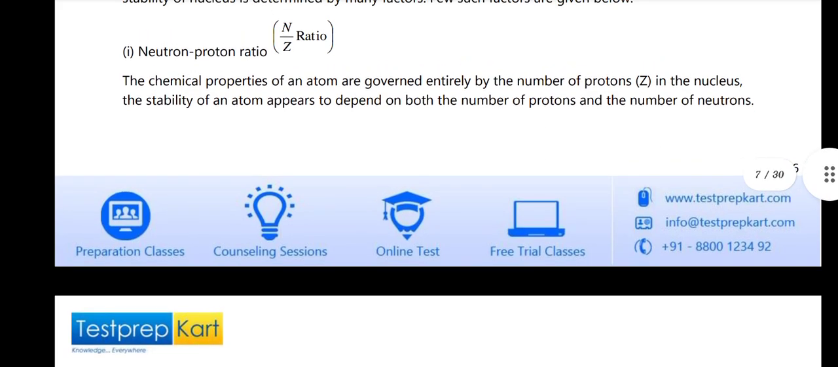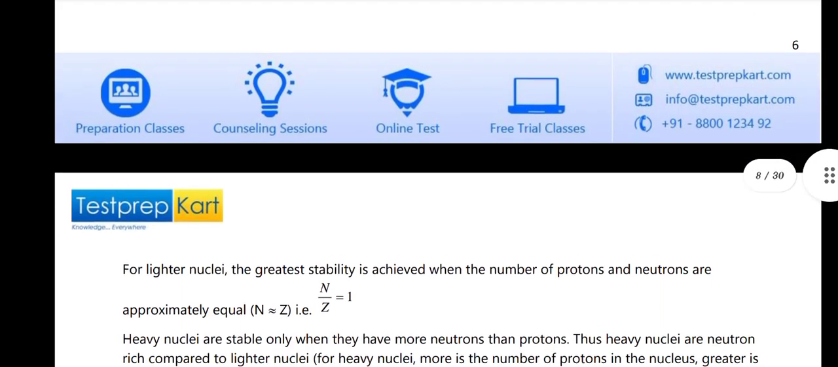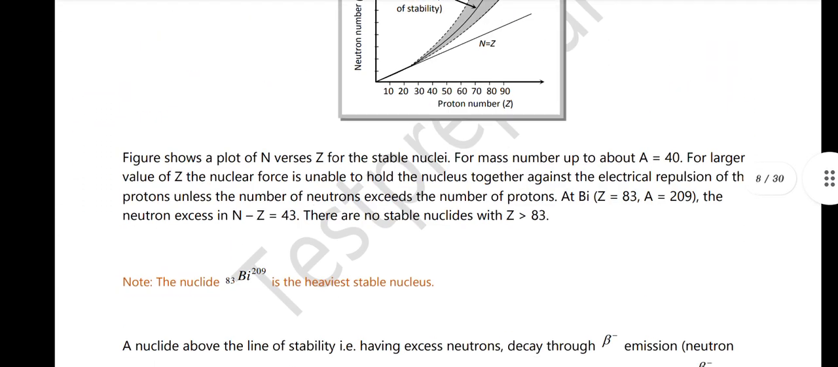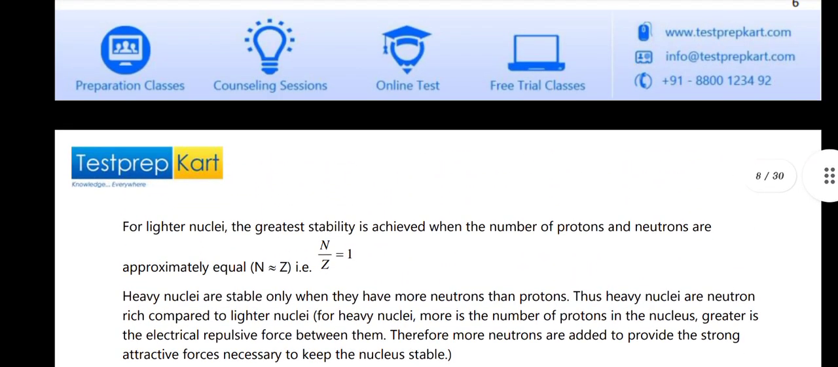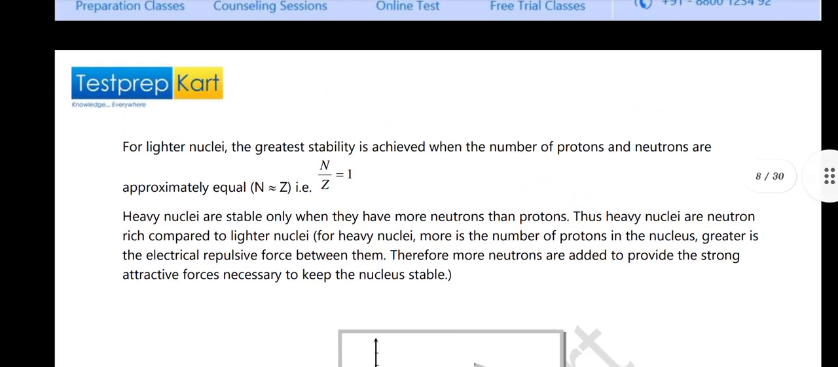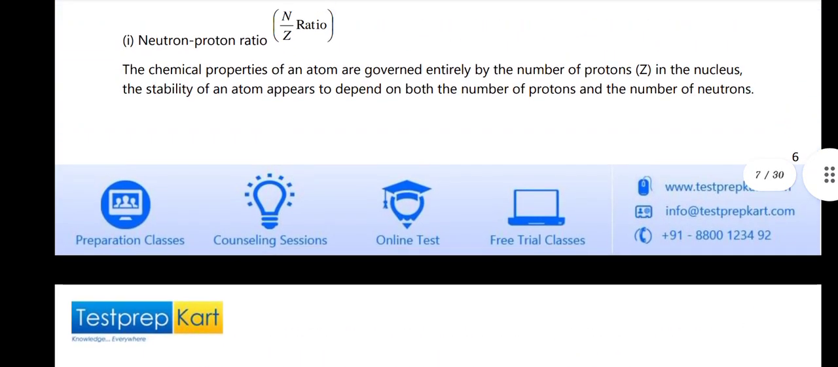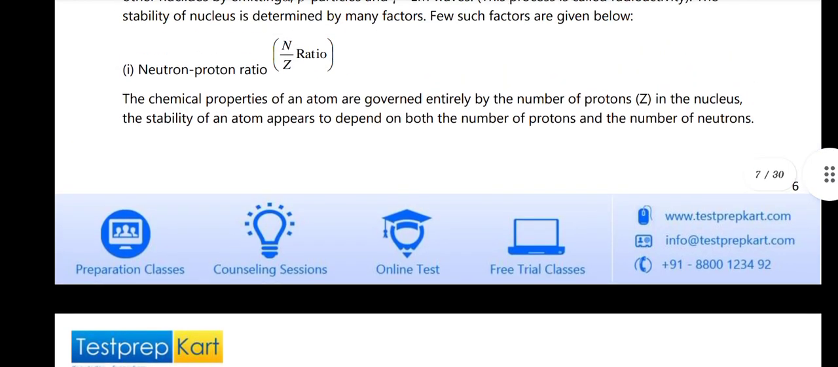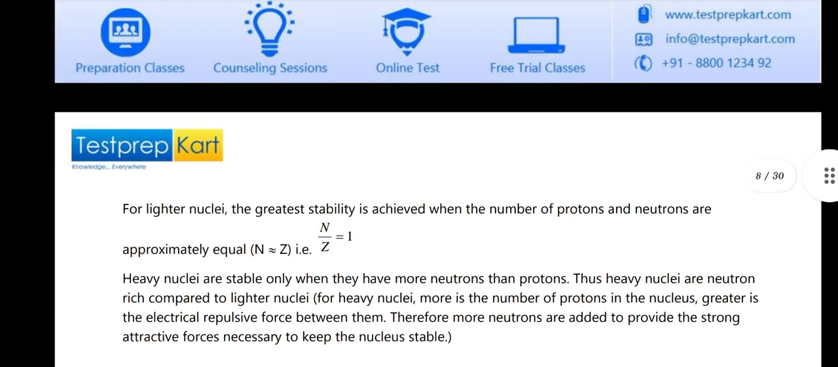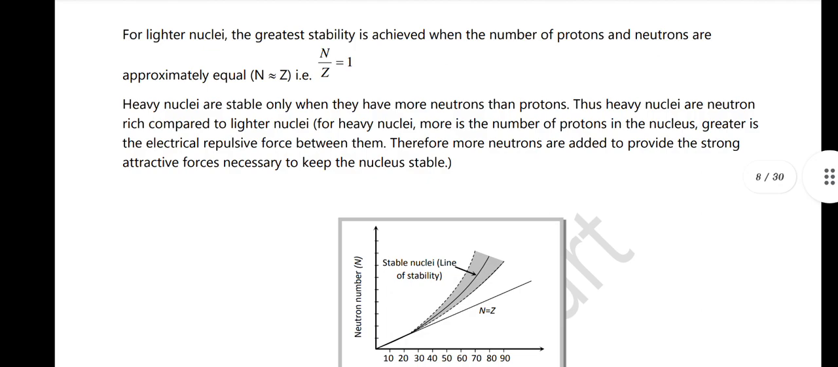The stability of an atom also depends on the number of protons and the number of neutrons. For a lighter nucleus, how many protons and how many neutrons are there tells us about the neutron-proton ratio, and whether the nucleus is stable or not. The formula is approximately N by Z equal to 1.